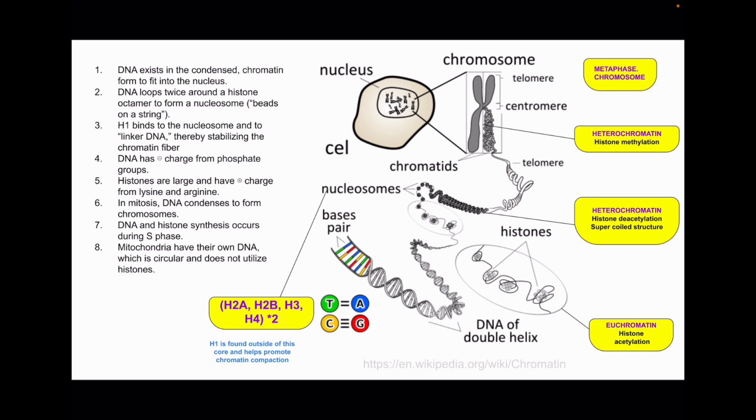And here you have histone deacetylation. It's a supercoiled structure. And here you have euchromatin, which has undergone histone acetylation. It's a very loosely packed structure, very dynamic. And here on the side, I've mentioned the different histones that form the octamer. It's H2A, H2B, H3, H4, and it's 2 of each. And H1 is found outside of this core, and it helps promote chromatin compaction. Okay, moving on.